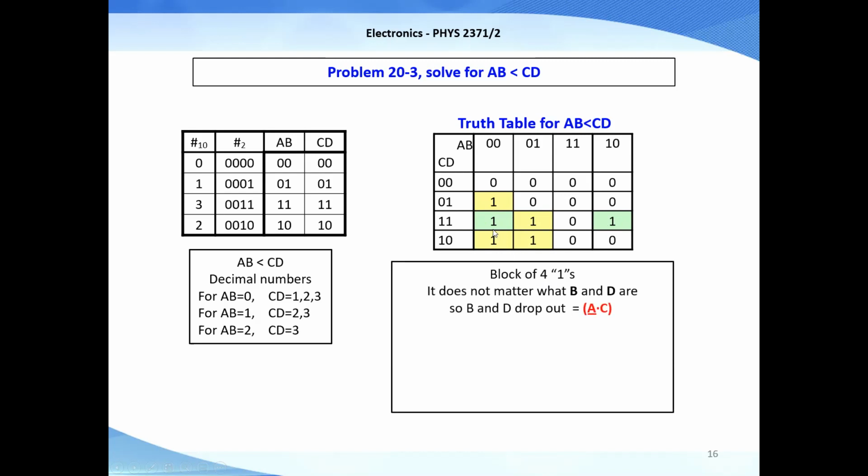So the block of 4s, you can take a block of 4 now. Okay, so you can see here, if you take this block of 4, first look up here. It doesn't matter what B is, A has to be A bar, but B can be 0 or 1, so B is going to drop out. And then for these 4, you can look over here, C has to be C, and D can be anything, so D is going to drop out. So you're going to have A bar C for this 4.